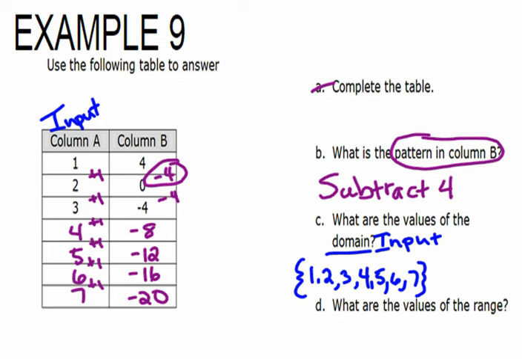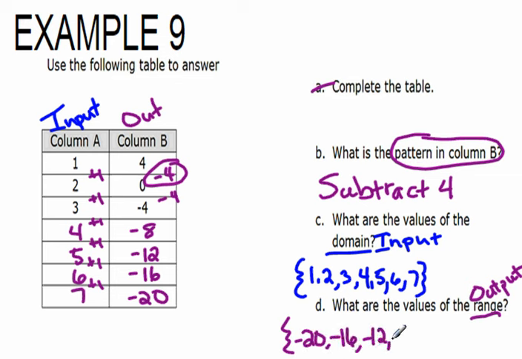And then question D asks us for the value of the range, which is going to be our output, which would be column B. And again, we want to list our values from smallest to biggest. When we're looking at column B, I have lots of negative numbers, so we definitely need to start with those because they're smaller than the positives. So I want to start all the way down at negative 20, to negative 16, negative 12, negative 8, negative 4, 0, and positive 4.